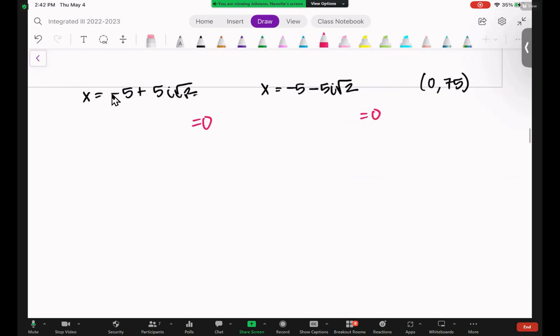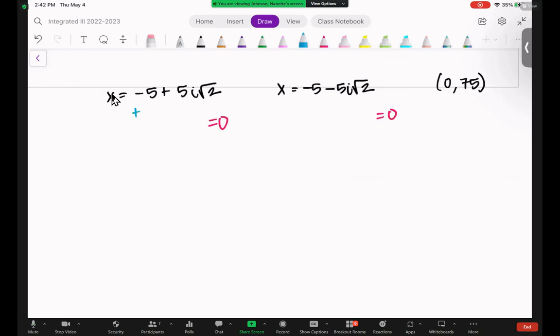Okay, so how do you do that? Well, you just add 5 and you subtract 5i root 2. So then you get x plus 5 minus 5i root 2. This is one of the factors, right? I'm going to go grab the other factor by doing the same thing.